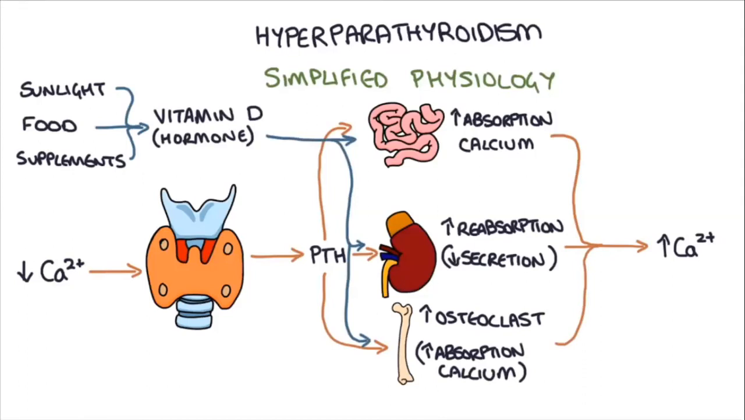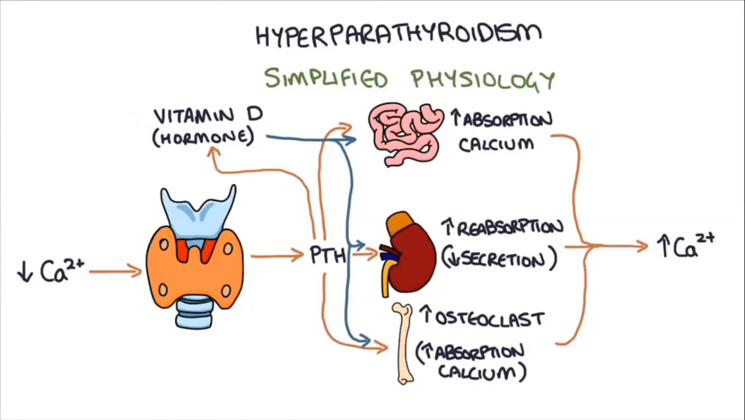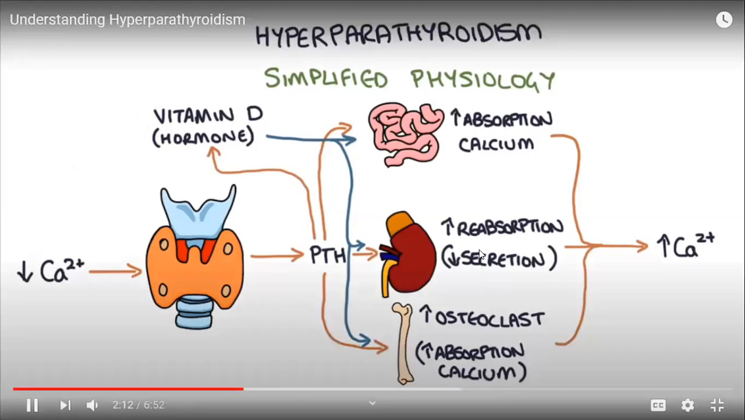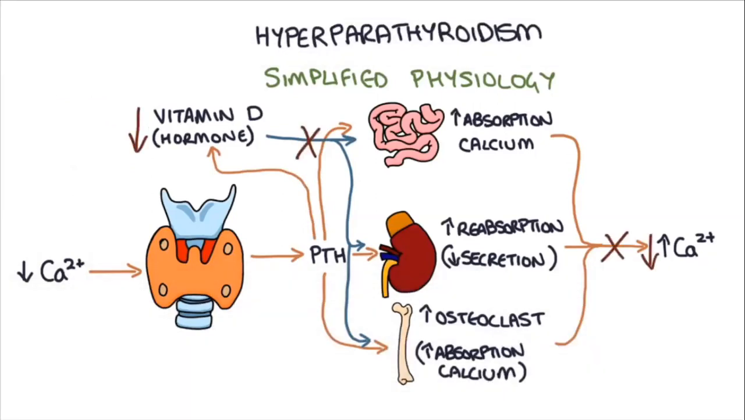Parathyroid hormone also acts on vitamin D to convert it into some of its active forms. So vitamin D acts basically alongside parathyroid hormone to raise the blood calcium level. A deficiency in vitamin D, as a result, could lead to a low calcium level.